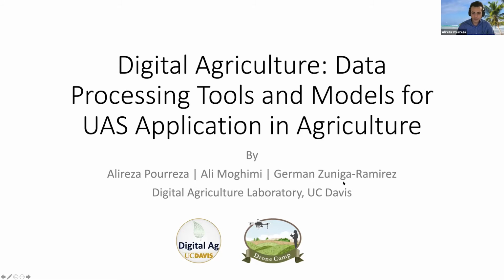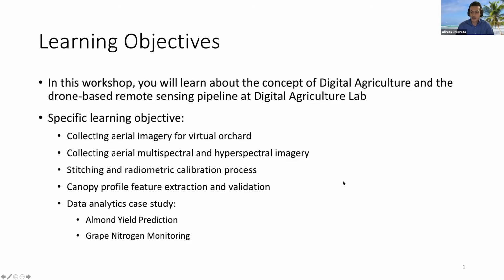So this is the specific learning objective for this 1 hour workshop. We will talk a little bit about 3D modeling using photogrammetry, and we mainly talk about how we do drone-based remote sensing in our lab. It might be a little bit different, and we also talk a little bit about how we extract the geometrical features from 3D models. At the end, we will talk about 2 case studies, one for almond yield prediction and the other one for the nitrogen monitoring.